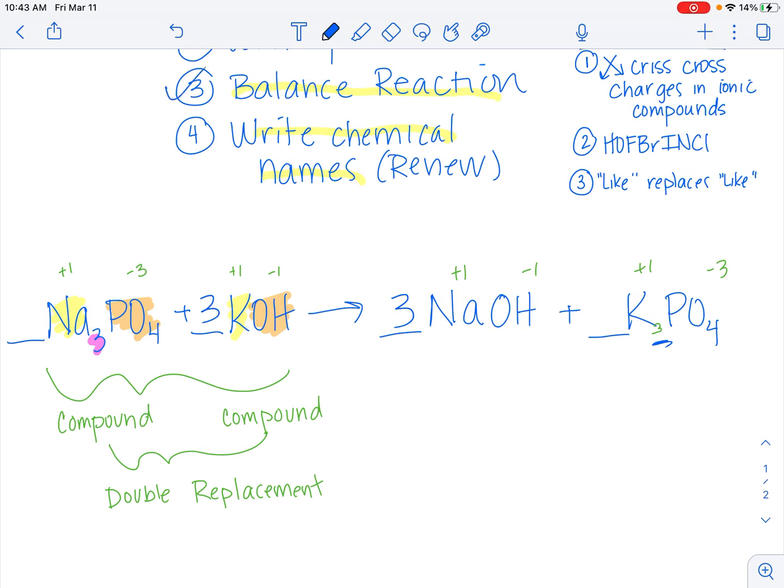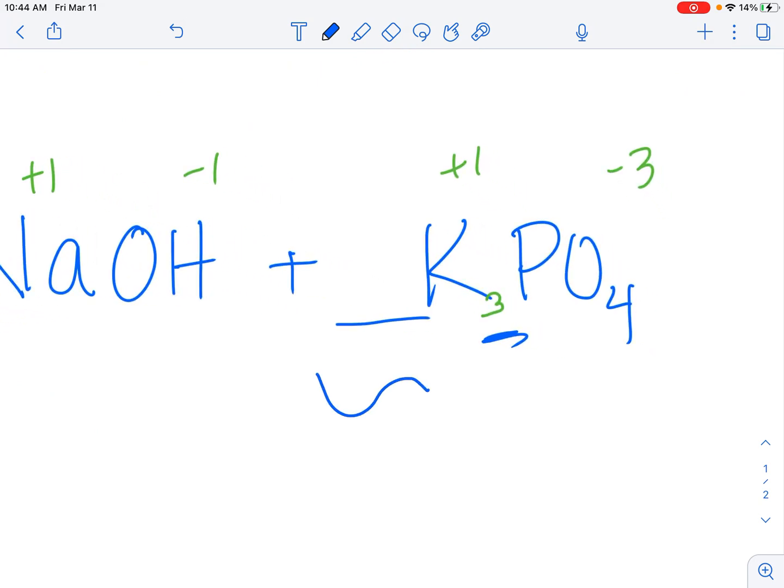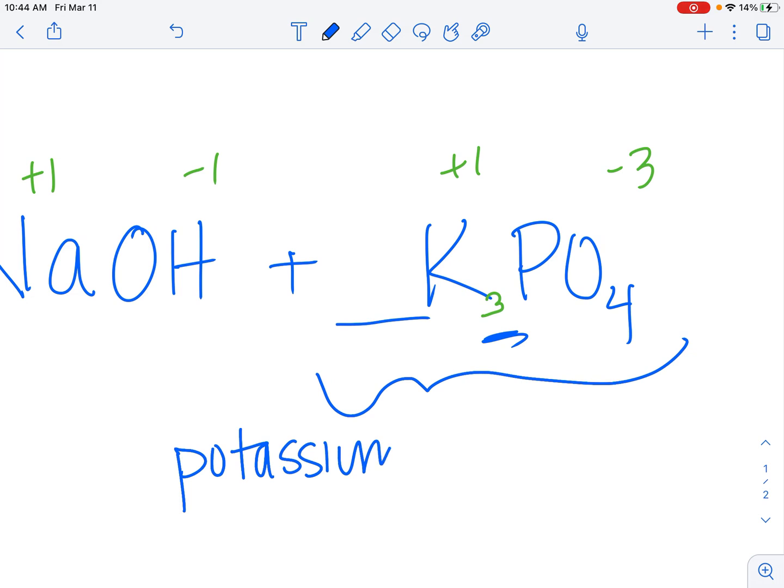And the last part here is writing those chemical names. I'm just going to review one of them. For example, let's zoom into K3PO4. This is an ionic substance made of a cation and an anion. So I'm going to name the metal, which is potassium. The metals, remember, are always written first, the positive ion.